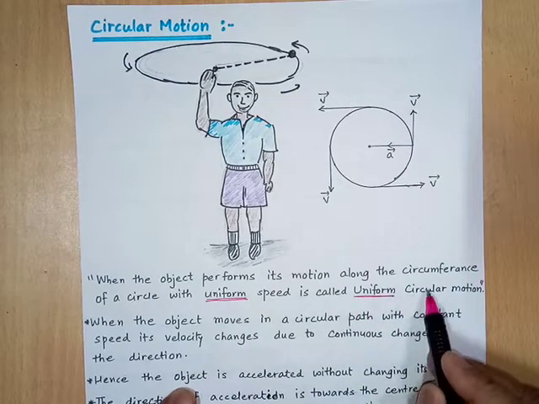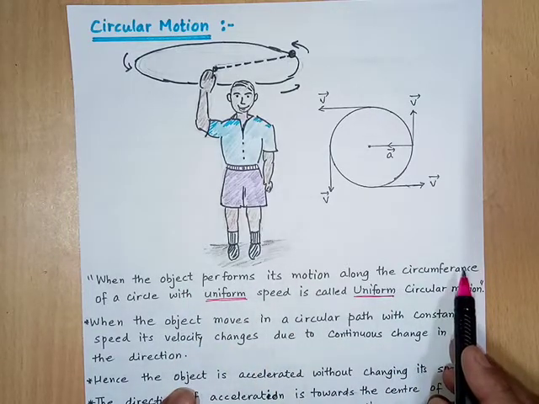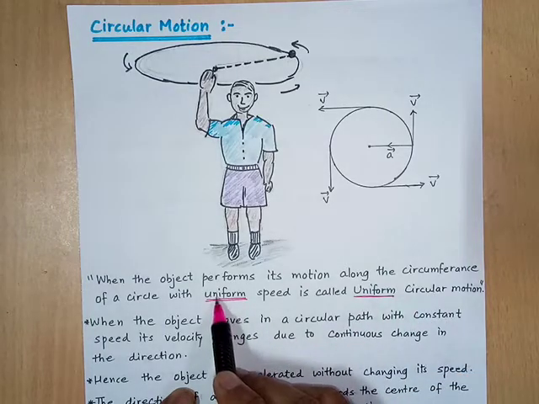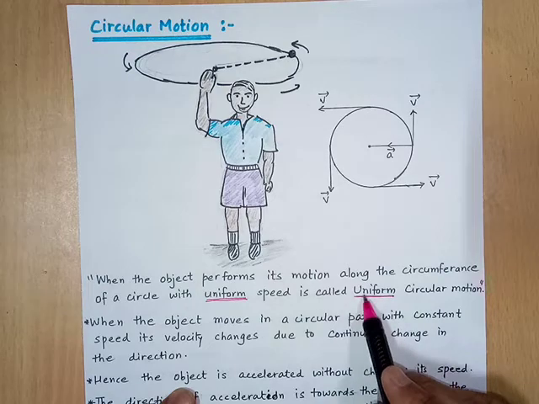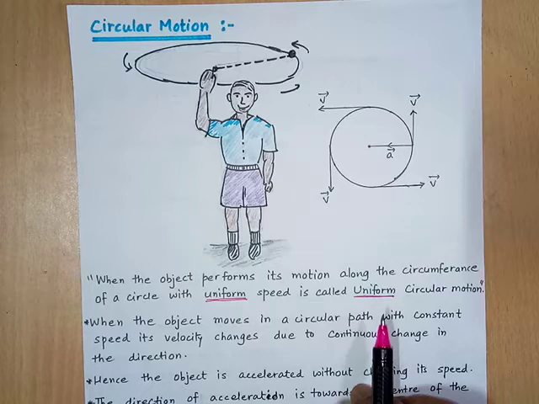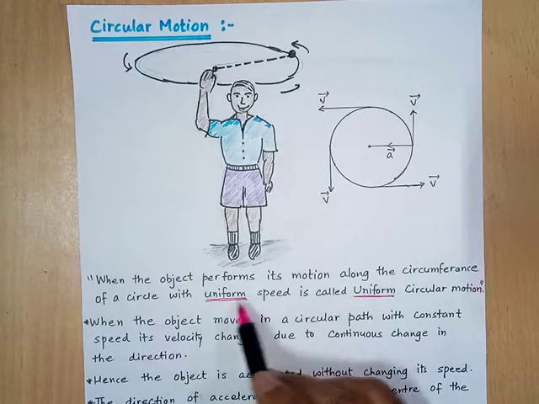No doubt it is a circular motion since the object is performing its motion along the circumference of the circle. That's why the motion is circular. But since the object is performing its motion with uniform speed, that's why the motion is considered as the uniform circular motion.